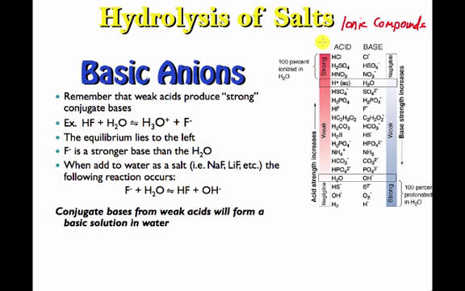Remember, go back to the definition of what an acid is. It loses a hydrogen ion, and a base is going to gain the hydrogen ion. So if we use those definitions, we can actually find a lot of things that are bases and acids that we typically don't think of. And here's where it comes from. It's based on the idea that weak acids are going to produce "strong" conjugate bases.